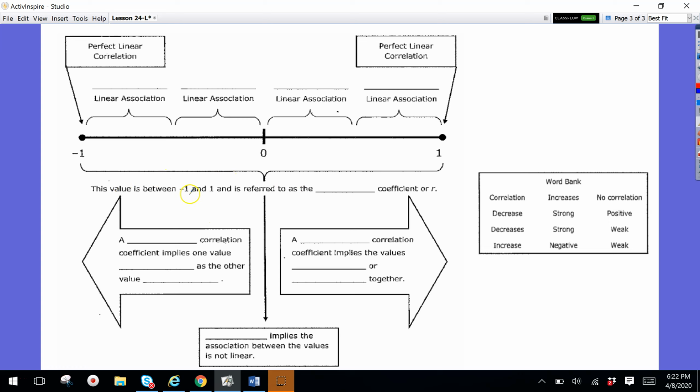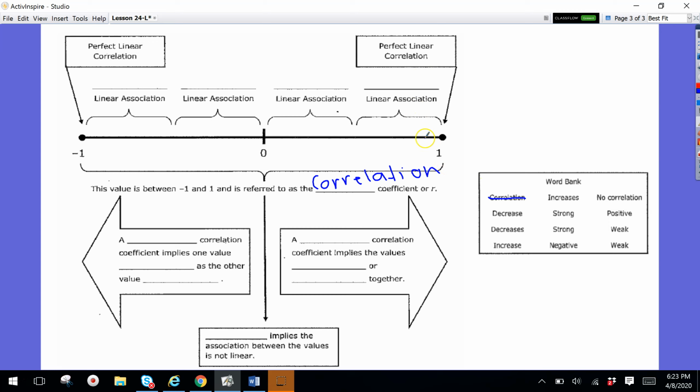So this is a value between -1 and 1, and it is referred to as the correlation coefficient. It basically tells us how strong this correlation is to a line, and how much we can trust a line of best fit to help us make predictions. Okay, if you have something close, let's say, to positive 1, it's going to be a perfect linear correlation, and it's going to be positive, right?